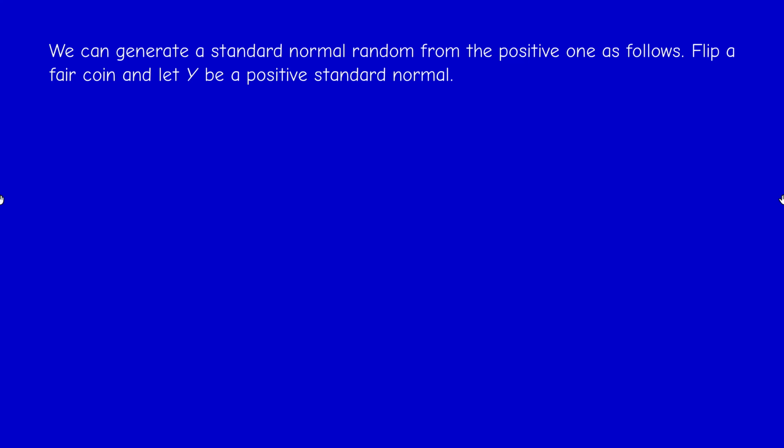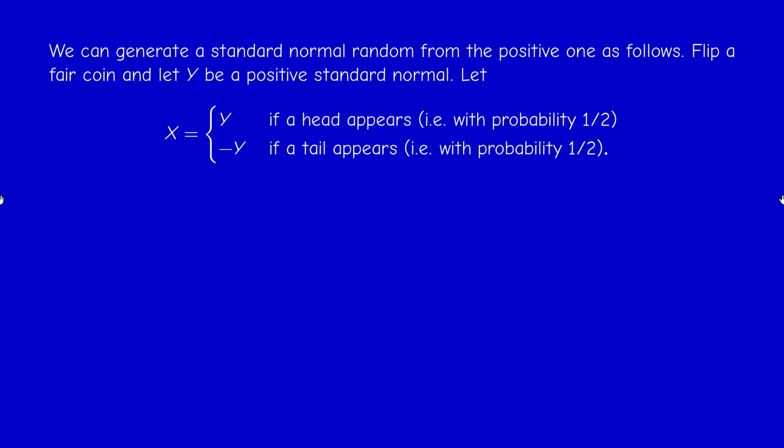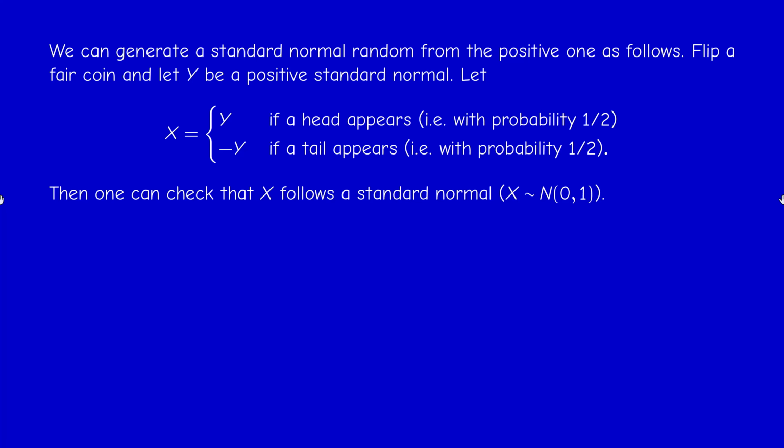The algorithm is very easy. Flip a fair coin and let y be the positive standard normal distribution. If head appears, take x equal y. If tail appears, take x equal minus y. So x equals y with probability 1/2 and x equals minus y with probability 1/2 as well. It's not difficult to show that capital X is a standard normal. You just do that as an exercise.